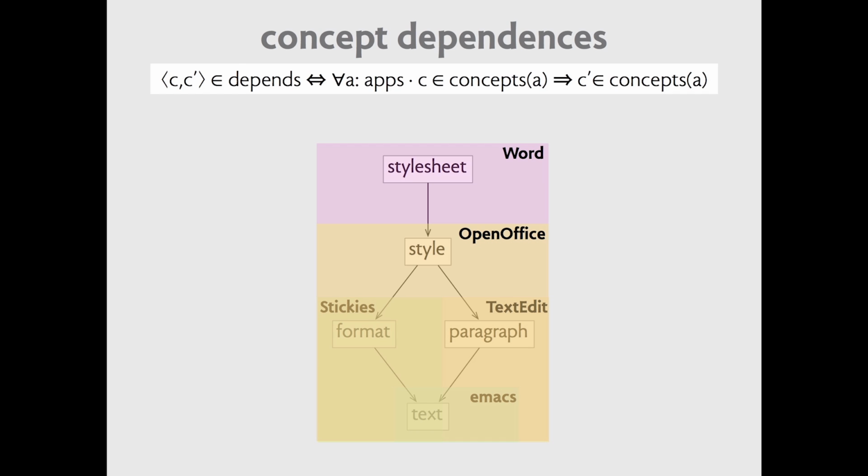So for example, something like Emacs has text, but none of the other concepts. Something like Apple Stickies has text, and it allows formatting, but it doesn't have paragraphs. TextEdit, on the other hand, like many basic text editors, has both formats and paragraphs. OpenOffice has styles, but it doesn't have style sheets. And Word has the whole lot. Okay? So we can understand a family and make decisions about which concepts we want to introduce into a family. And I have a little more to say about this later in terms of MVPs and agile design by looking at the structure of this dependence graph.